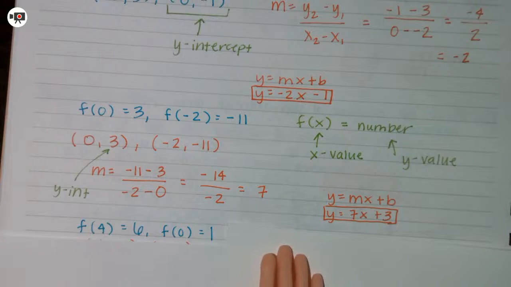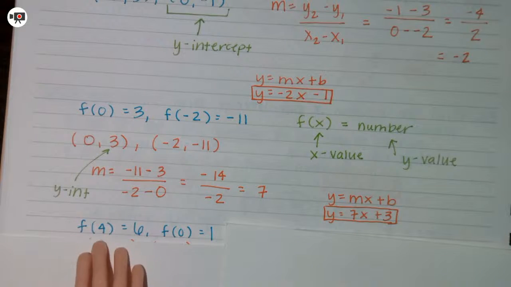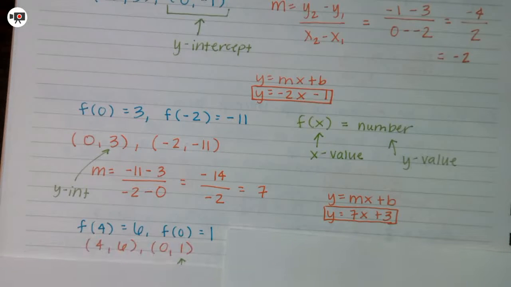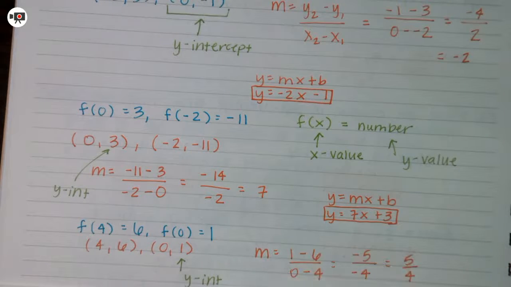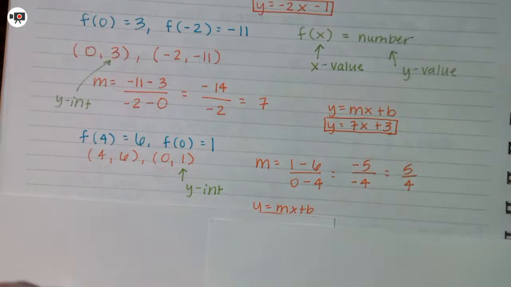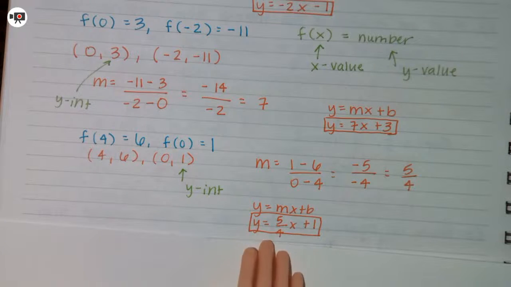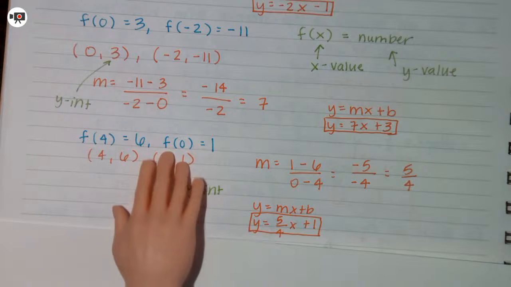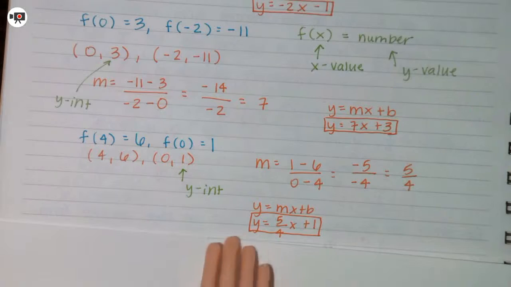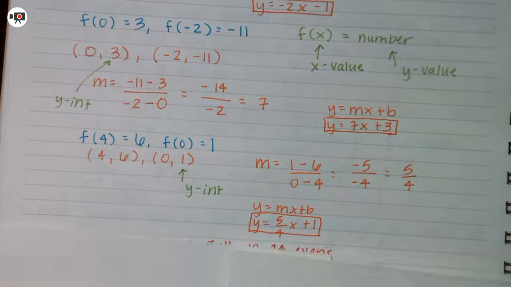Here's another one. If I have f of 4 equals 6 and f of 0 equals 1, those are the points 4, 6 and 0, 1. Find slope, and this time it's a fraction, 5/4. Then plug it into my formula, knowing that f of 0 equals 1 is my y-intercept. Y equals 5/4 x plus 1.